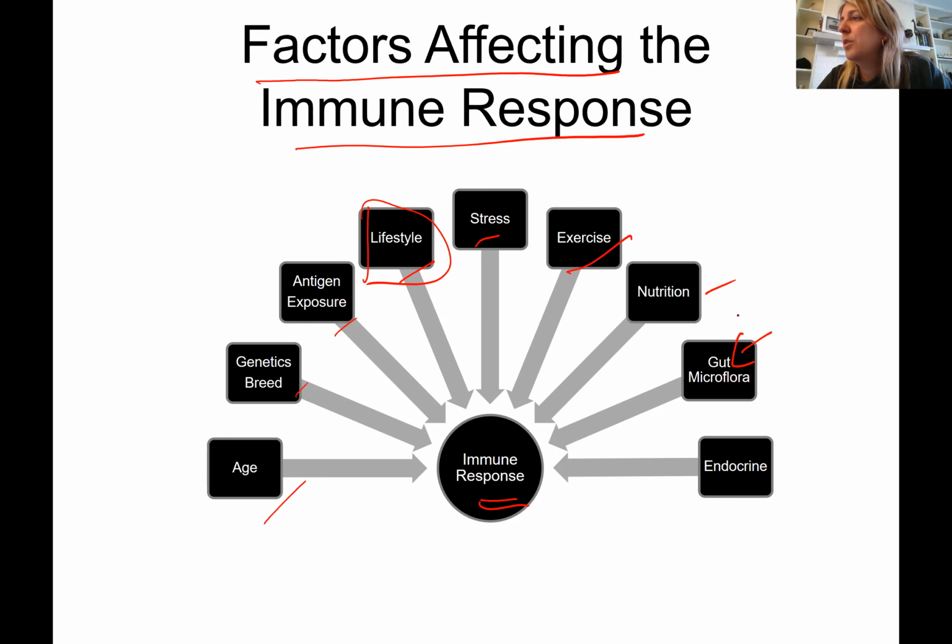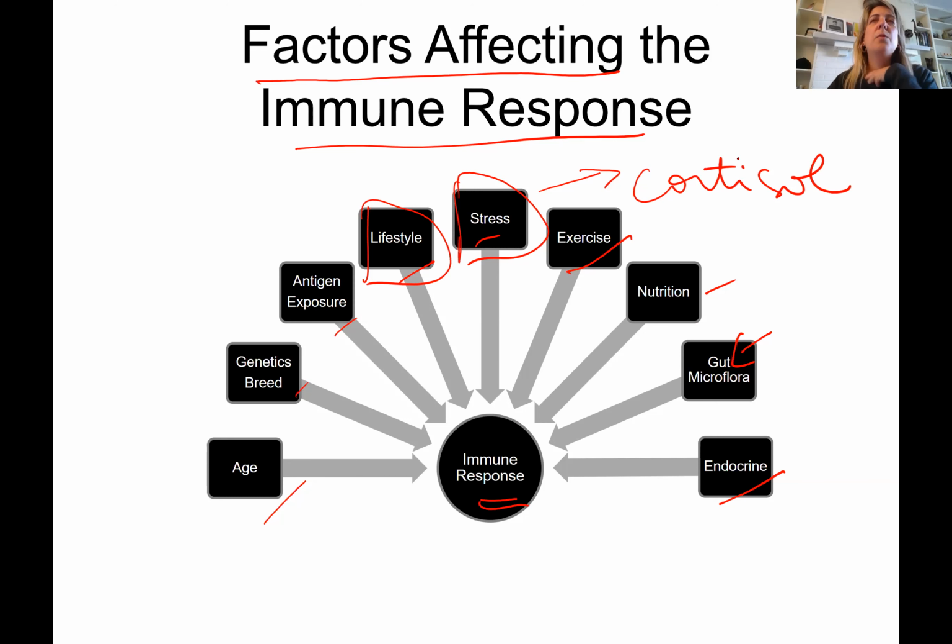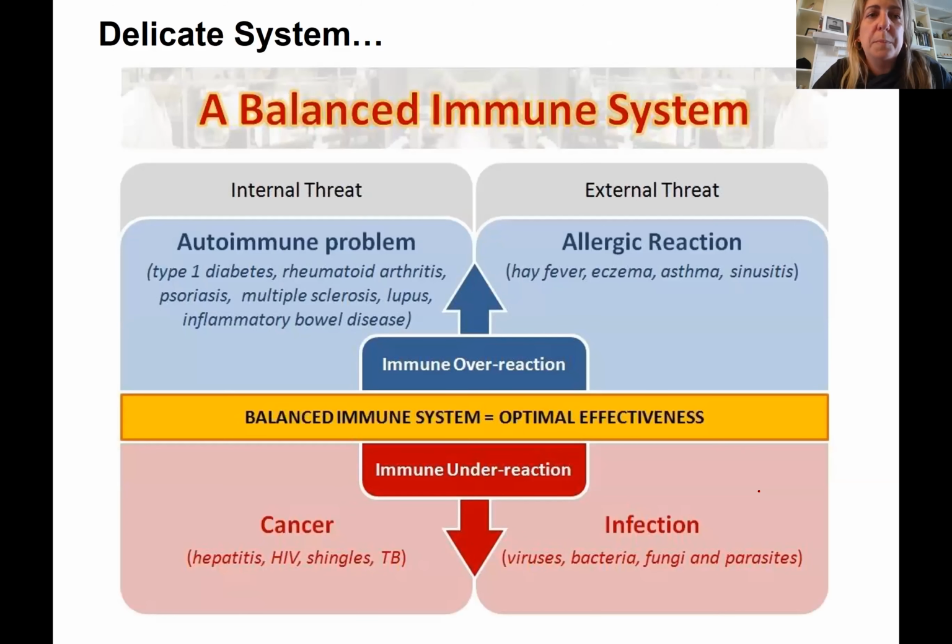Gut microflora is important. It's important that we have a healthy gut microflora to be able to combat, and there is research upon research showing that it is very important to have a healthy gut microflora. And then hormones are also very important. When you have a lot of stress, you are releasing hormones like cortisol, and we're going to talk about this when we talk about steroids. That is a hormone, and that's an endocrinological problem, and that is going to limit the immune response also.